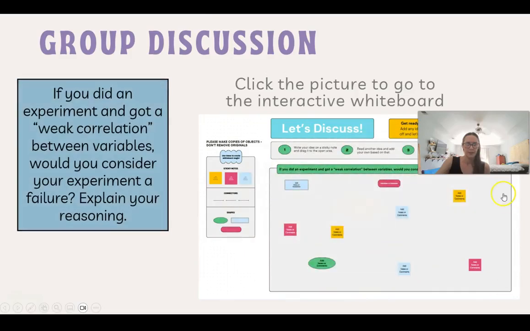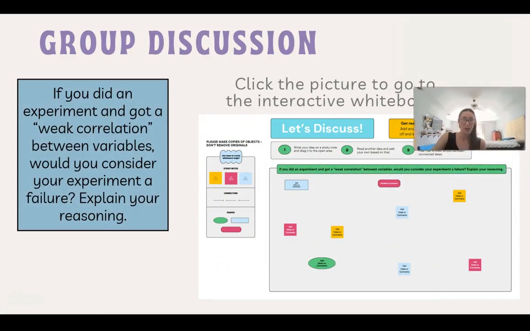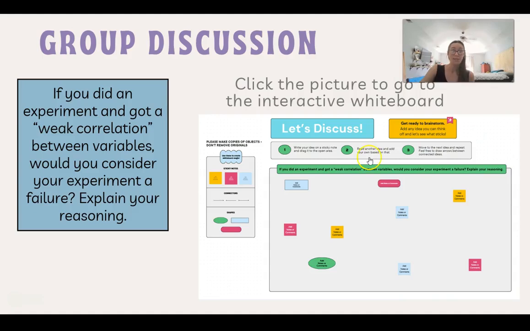Okay. And here's another group discussion. If you did an experiment and got a weak correlation, would you consider your experiment a failure? And explain your reasoning.